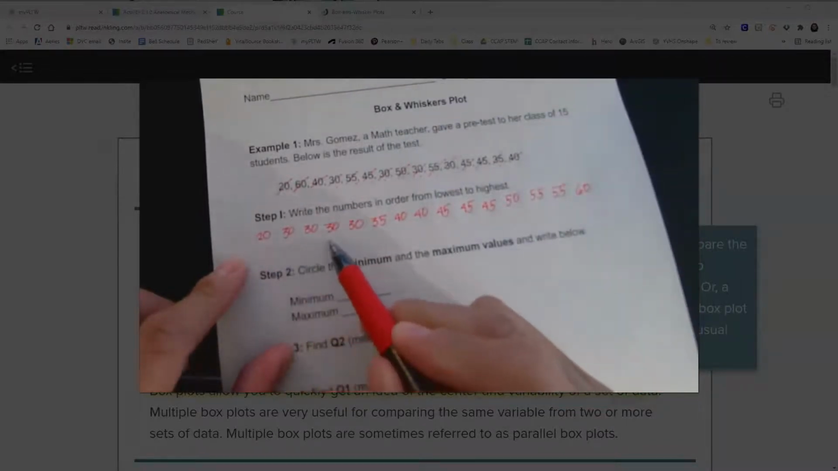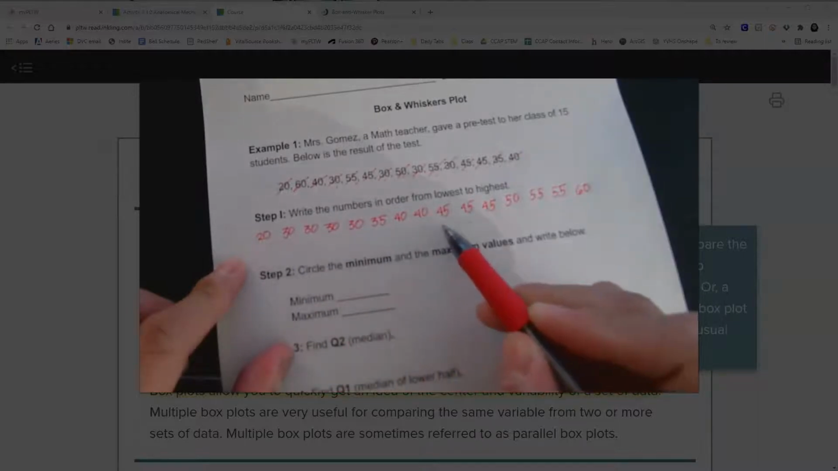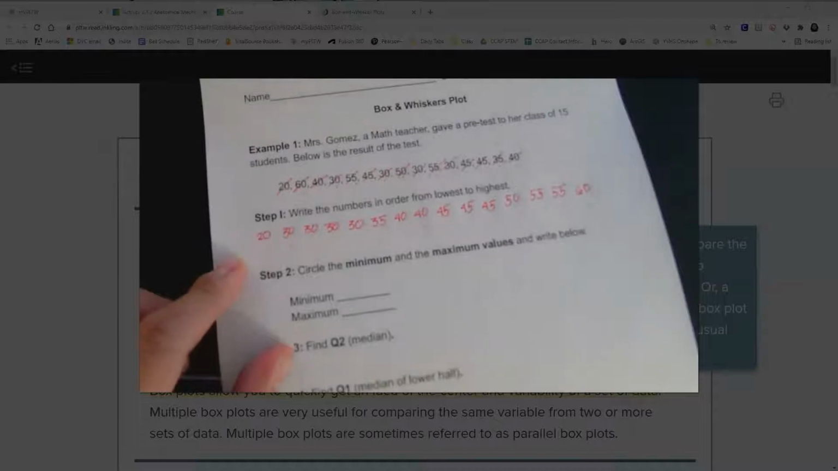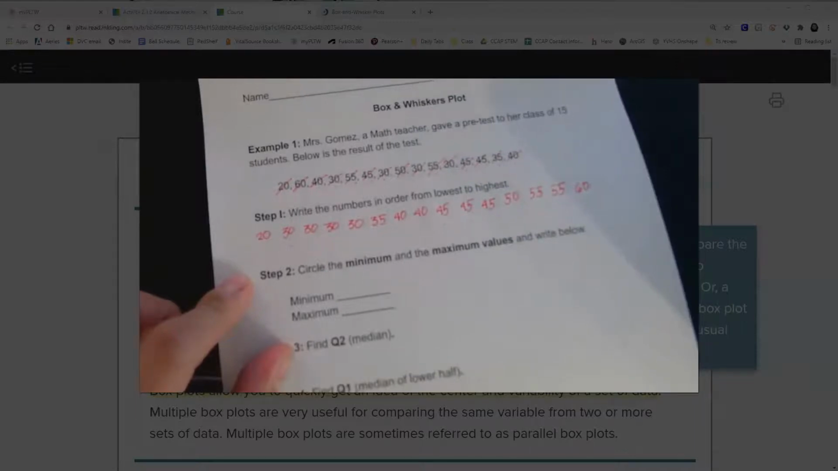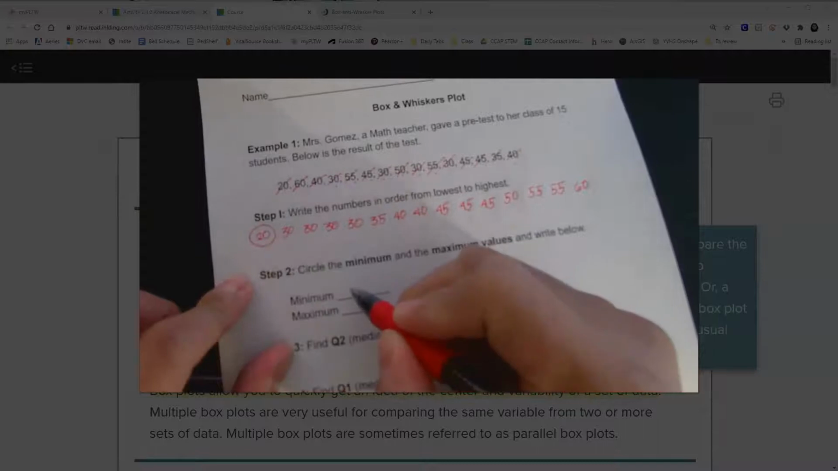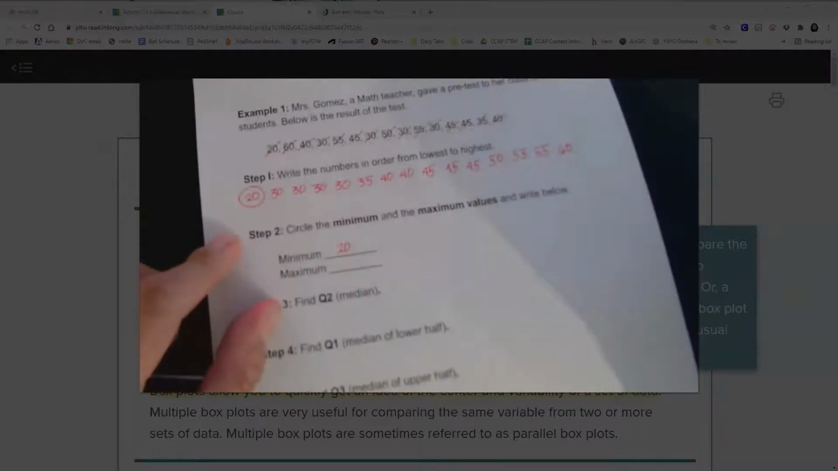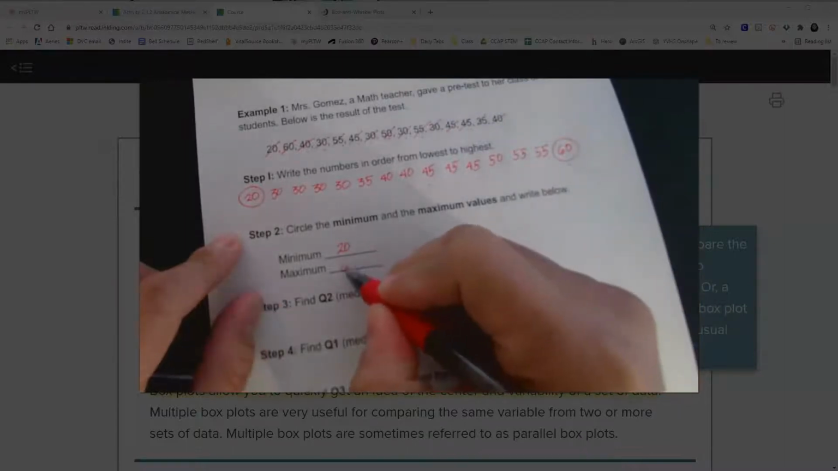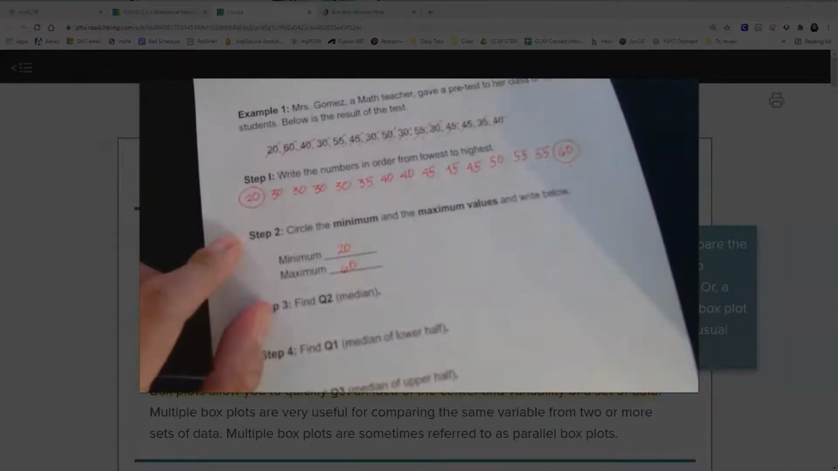1, 2, 3, 4, 5, 6, 7, 8, 9, 10, 11, 12, 13, 14, 15 numbers. Okay, step 2, circle the minimum and the maximum values and write below. So the minimum value is the lowest number. So that's 20. And then the maximum value is the highest number. And that's 60.